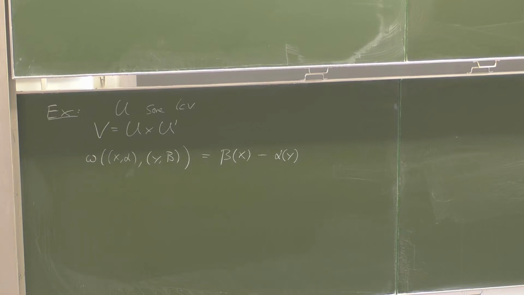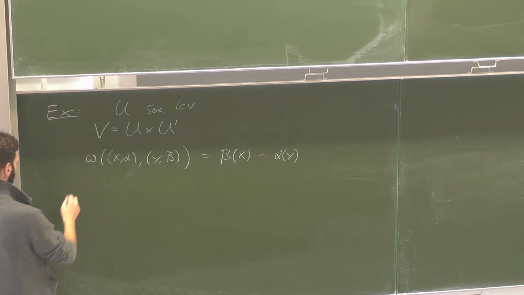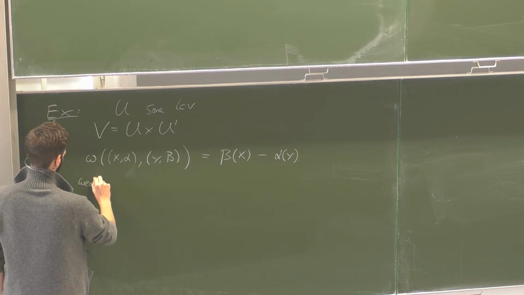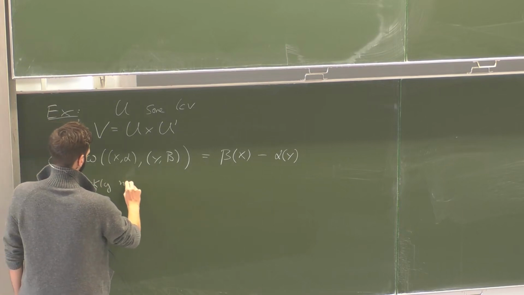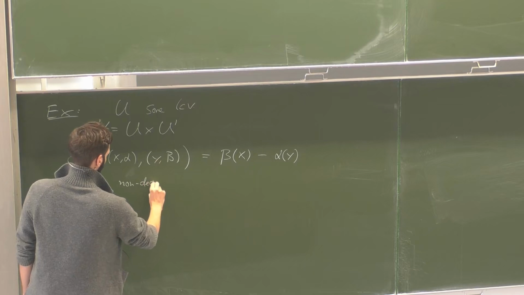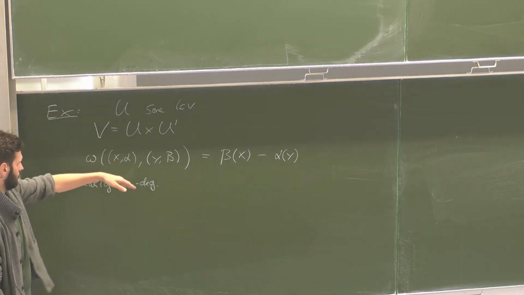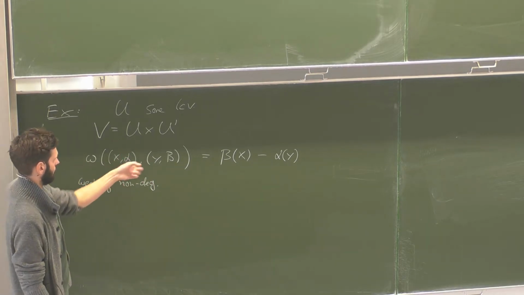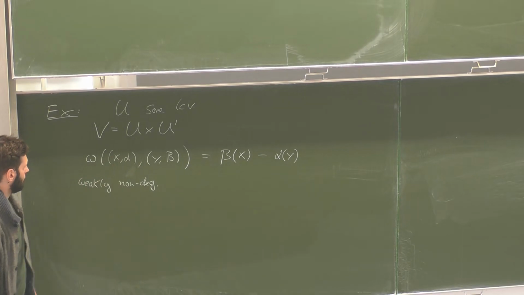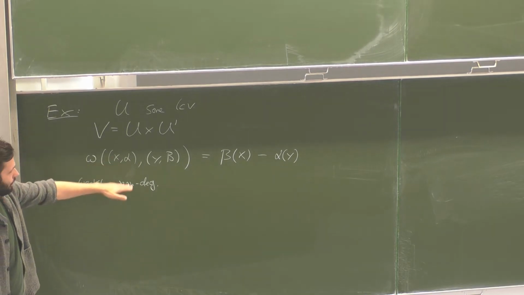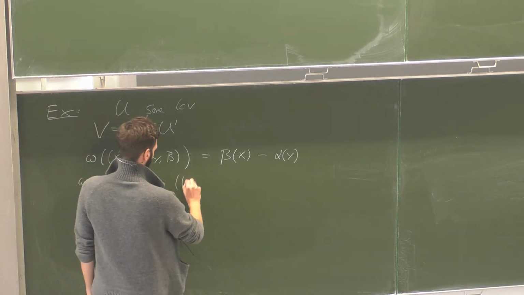So we take the y and plug it in alpha. And you can check that this one is weakly non-degenerate. The idea is a bit similar here, that we need to find some particular beta such that if you set it to 0, then it shows that x is 0. And the way you do that is essentially by the Hahn-Banach theorem.